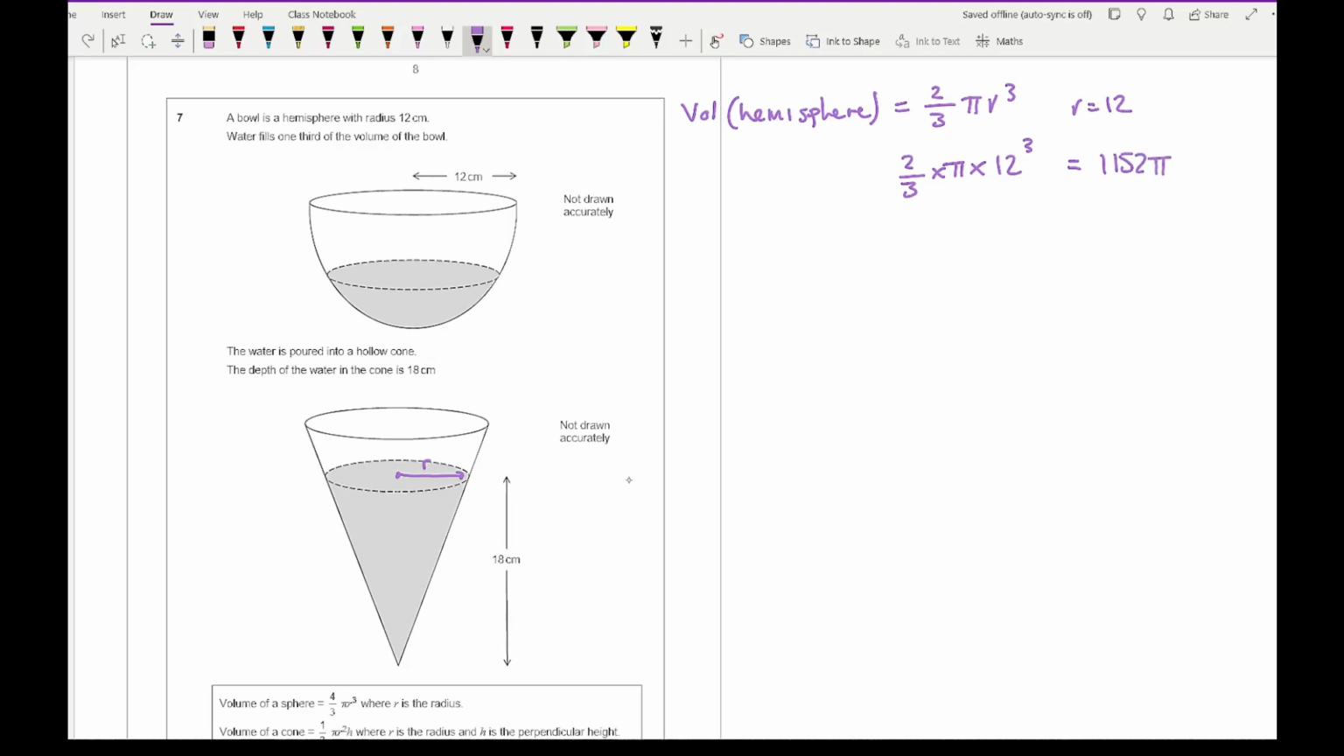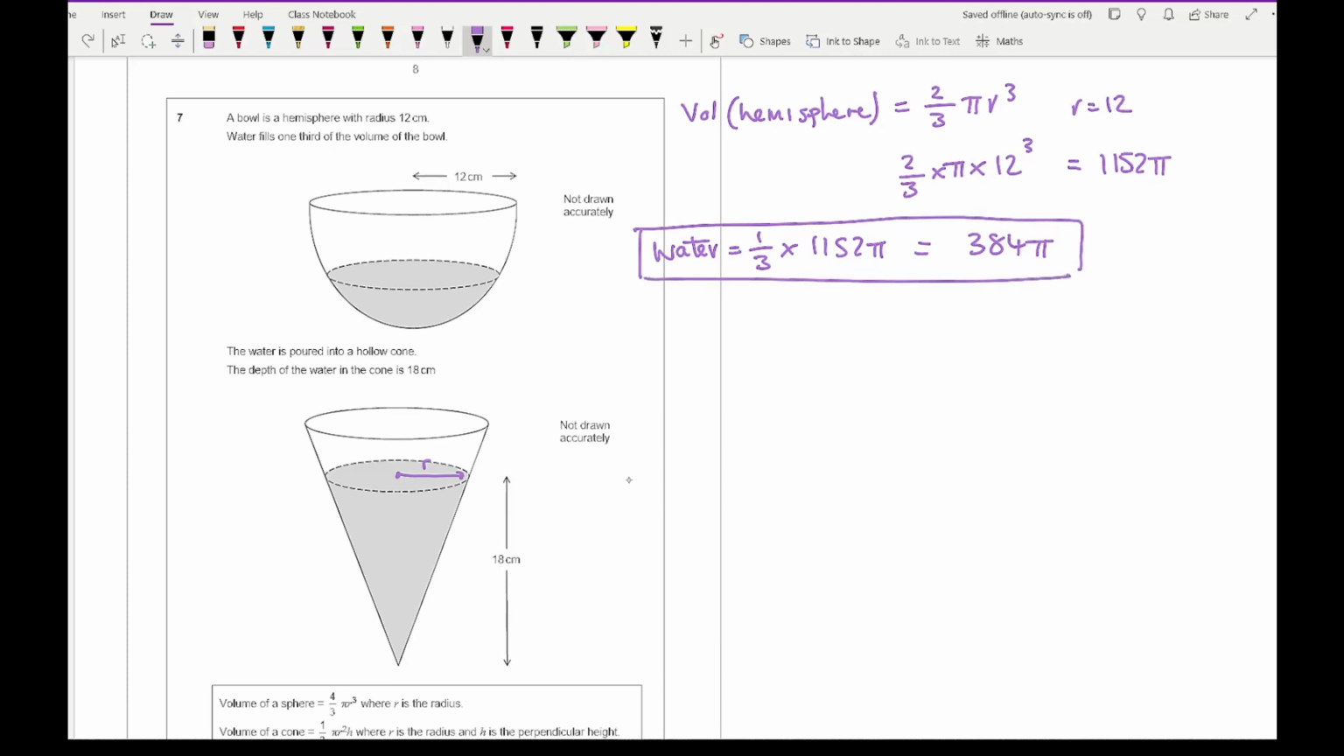Now the amount of water is 1/3 of that, so it's going to be 1/3 times 1152 pi. And that gives me an answer of 384 pi. I'm going to work with pi because it's decimal numbers and I want to keep it as accurate as possible. So that's how much water there actually is. Now that's what the volume of this cone is going to be.